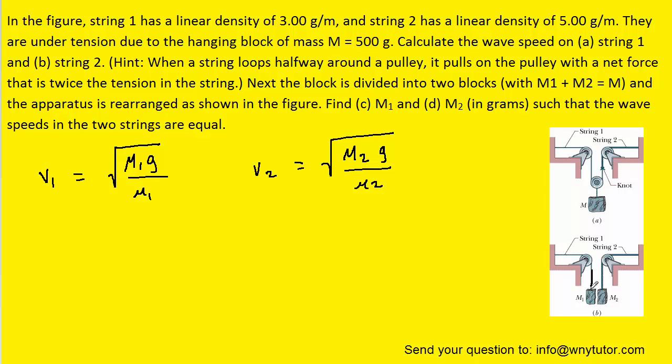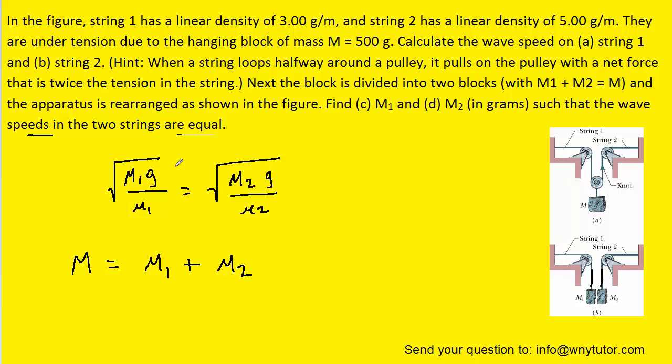So in other words, the tension in string 1 is now supporting the full weight of block 1, and the tension in string 2 is supporting the full weight of block M2. So we've included those full weights in the equation. Now, we also know that capital M is being broken up into two pieces, mass 1 plus mass 2. The question notes that the speed in the two strings is equal, so we're going to go ahead and set the expressions for speeds equal to one another.